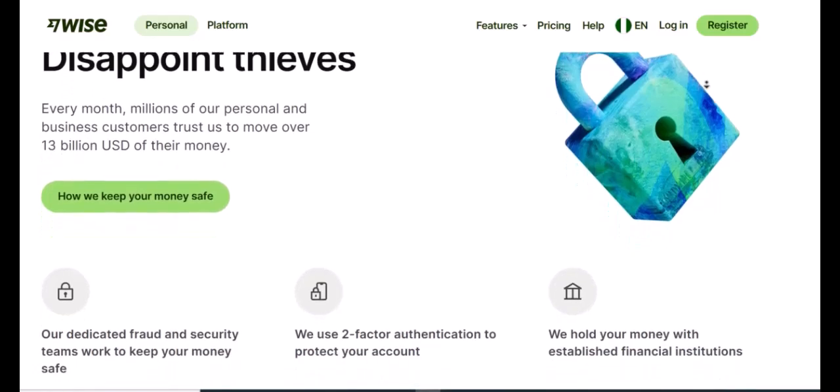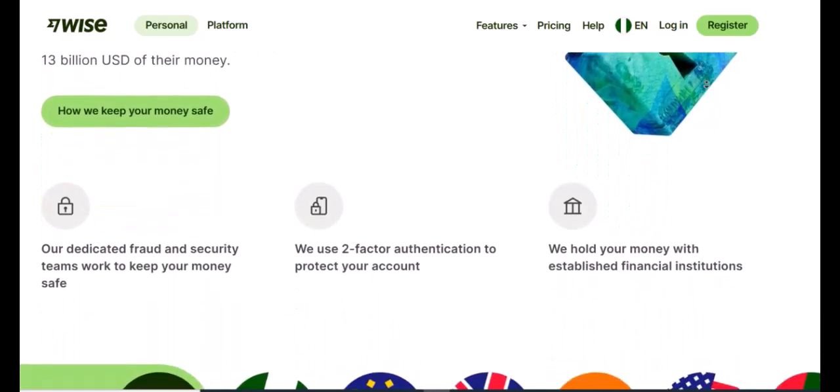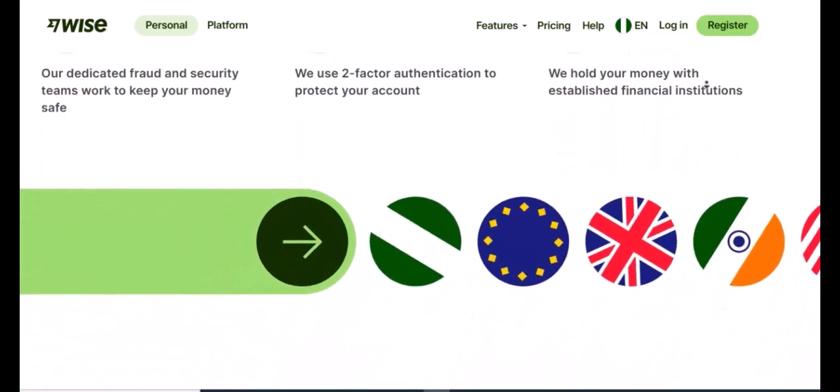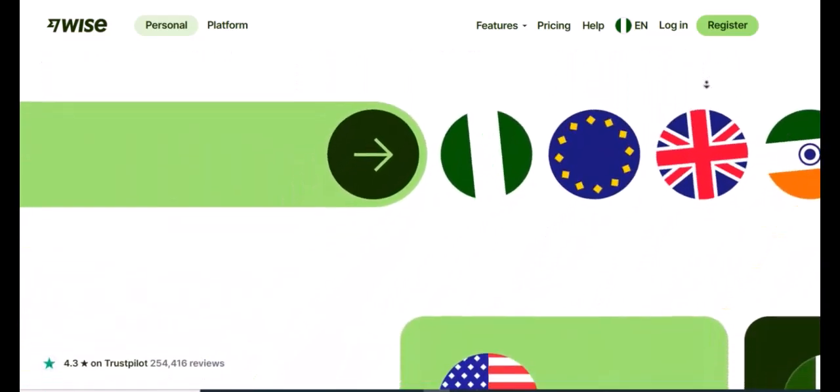As a finance expert, I'm here to demystify the withdrawal process, making it simple for everyone, whether you're a seasoned pro or just starting to explore international finance.